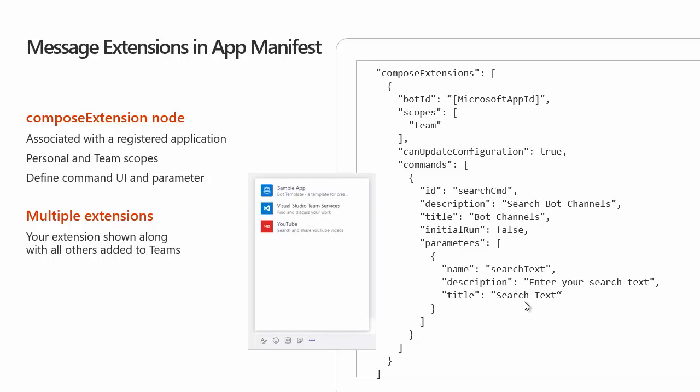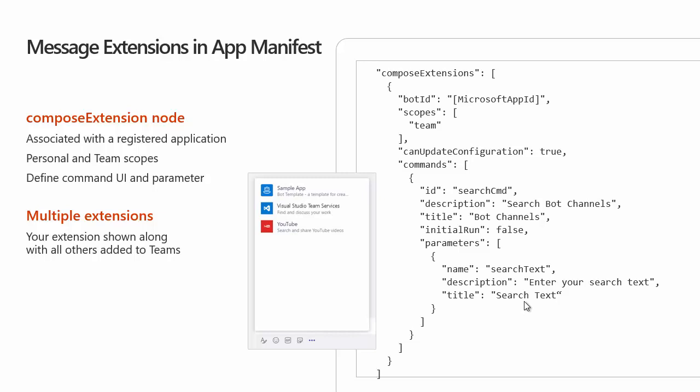You can define the various scopes, and if you'll notice on there, we have the can update configuration setting set to true. If it's true, it enables the ellipsis menu. If it's set to false, then that settings menu is not allowed. On the right-hand side, you see the command. The commands are the things that define what should be shown to the user as well as what gets sent back to you. So you can have multiple commands in your messaging extension, so you have an array there.